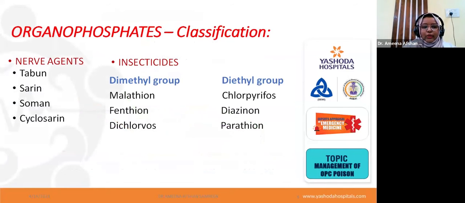Nerve agents are tabun, sarin, soman, cyclosarin. These are not commonly used. Insecticides, they are of two groups, dimethyl group and diethyl group. Dimethyl group has malathion, fenthion, dichlorvos, whereas diethyl group has chlorpyrifos, diazinon, and parathion.